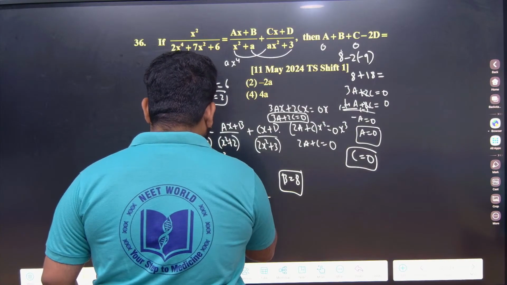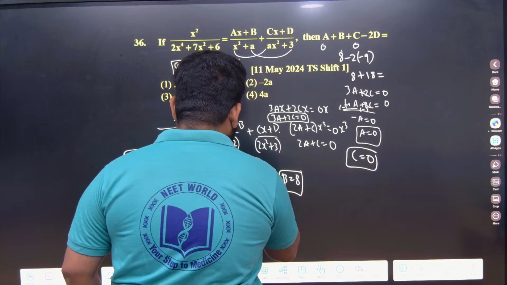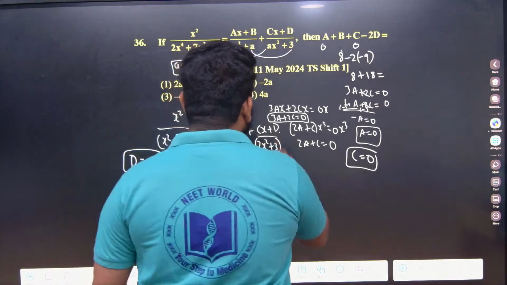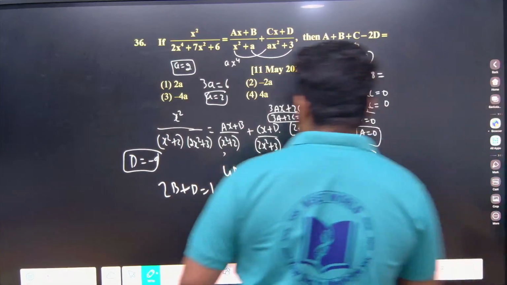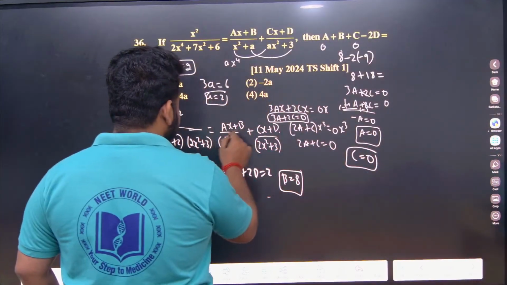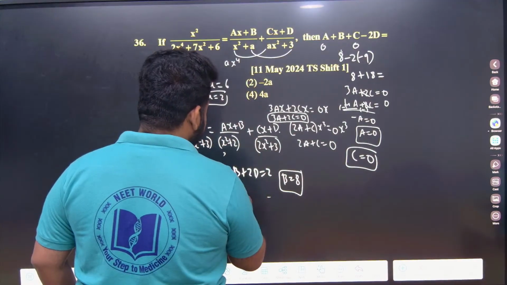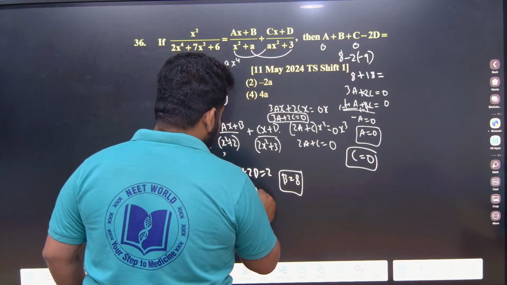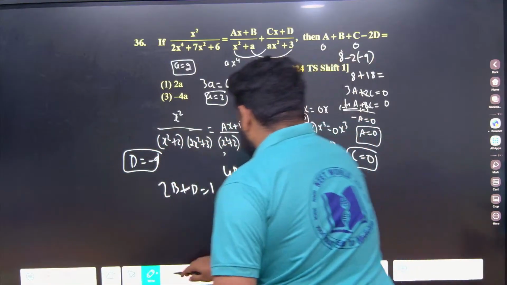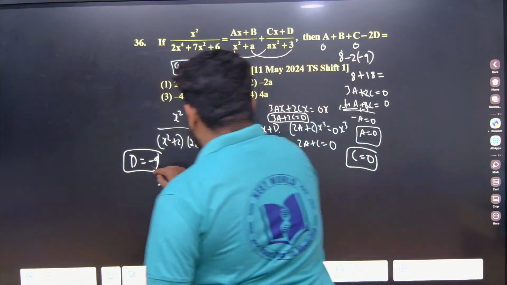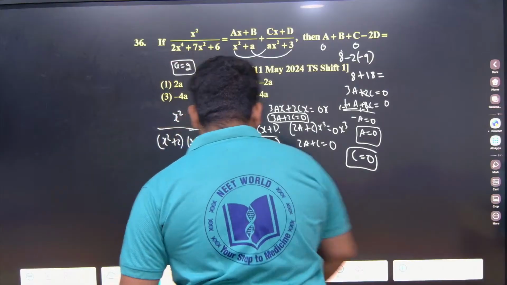So if I multiply, I will get 4b plus 2d is equal to 2. And what did I get here? 3b plus 2d is equal to 0. So by this I will get, b is not equal to 8 and d is not equal to minus 9. So I will get this as what?